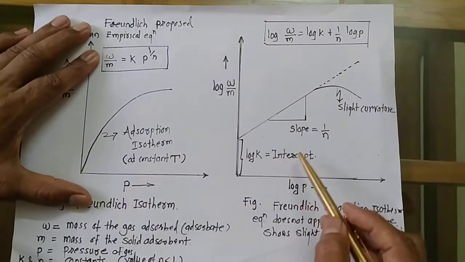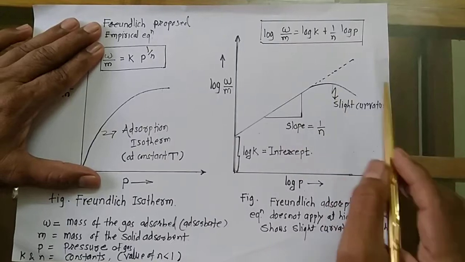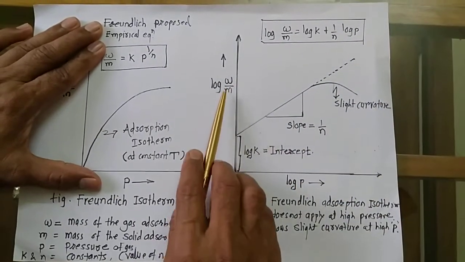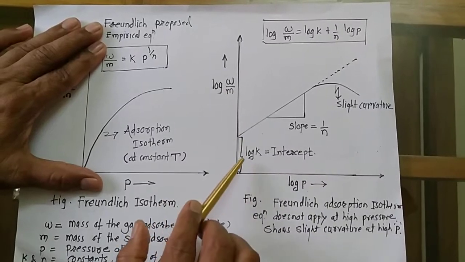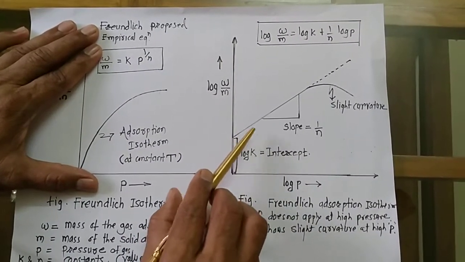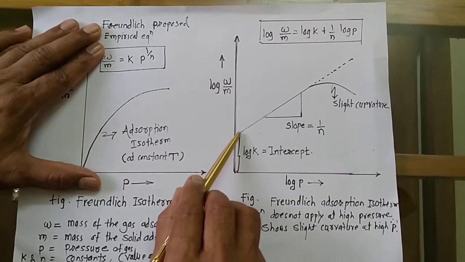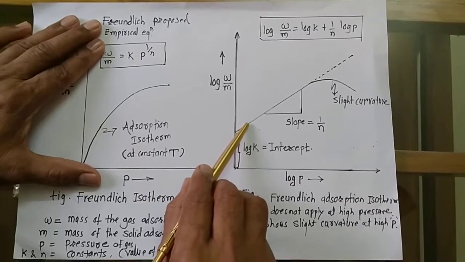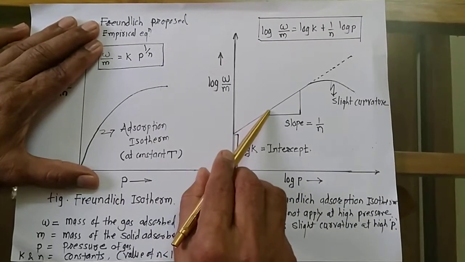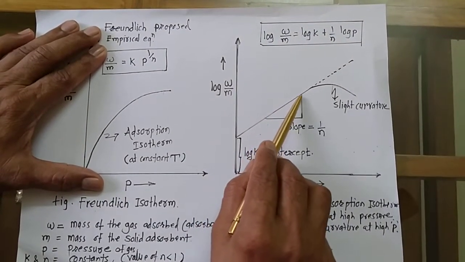Now, what does the nature of the graph indicate? See carefully here. Here is the pressure, here is the amount of the gas adsorbed. Adsorption increases with increase in pressure. At low pressure, adsorption is directly proportional to the pressure, but it is limited at a certain moderate pressure.